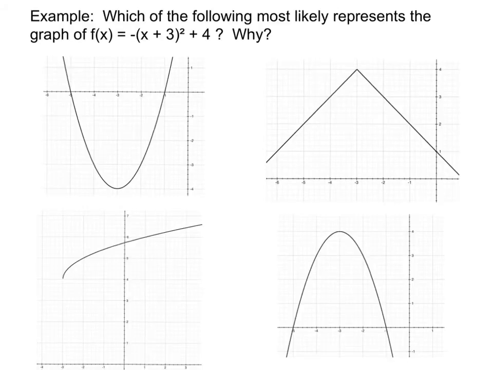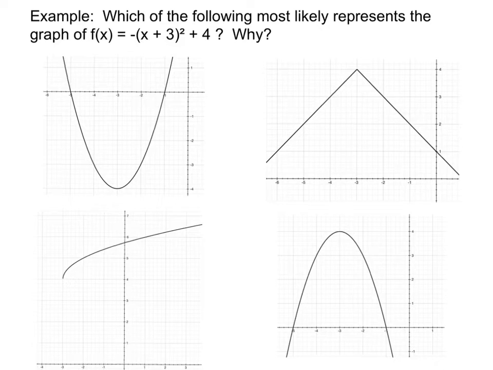So this first example, right? Which of the following four graphs most likely represents the graph of f of x equals negative (x plus 3) squared plus 4? And then why? Right? So the first thing I'd like you to do is decide which two of these graphs are absolutely horribly wrong. And hopefully you can do that easily.